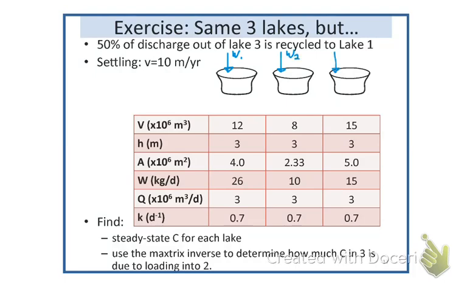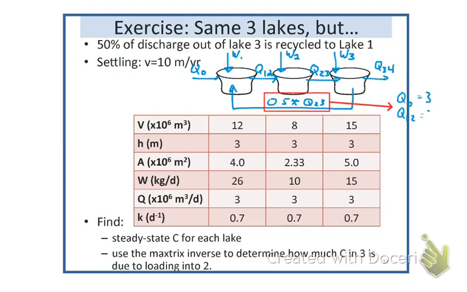So each of our 3 lakes still has a distinct load. We have discharge into the upstream lake that cascades through the system. And newly added in this problem is the feedback, in which 50% of the discharge that goes into or out of Lake 3 is recycled back to the beginning. So let's think first about what this means for us in terms of discharges before we move into the problem.